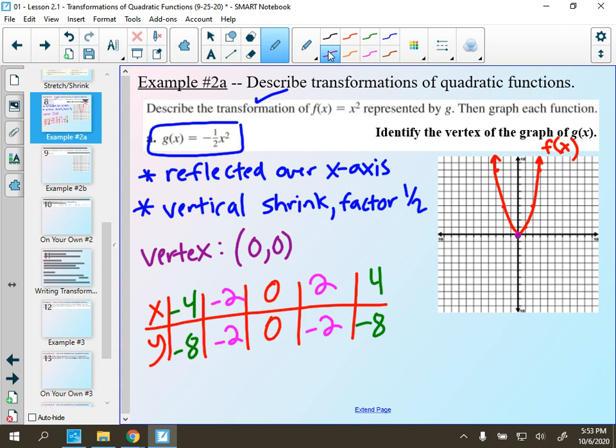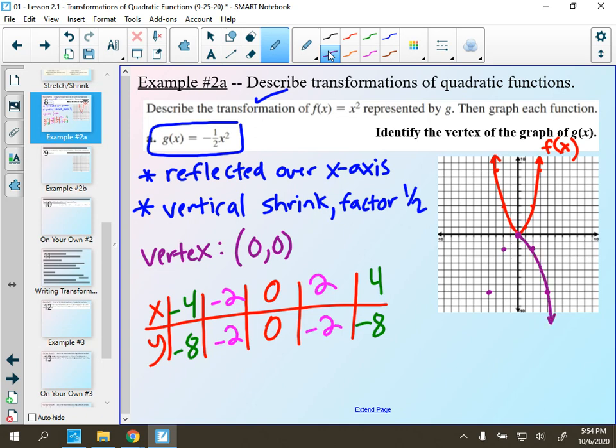We already got 0, 0 here. 2, -2. And then -2, -2. And then one more. 1, 2, 3, 4. 1, 2, 3, 4, 5, 6, 7, 8. Right there. I screwed up, accidentally tapped my screen. 1, 2, 3, 4.